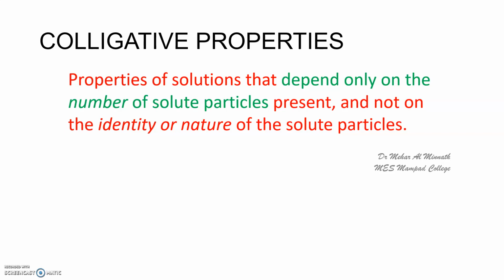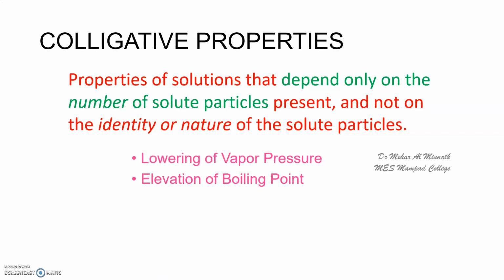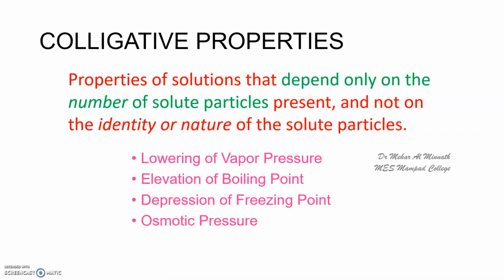Now there are basically four types of colligative properties: lowering of vapor pressure, elevation of boiling point, depression of freezing point, and osmotic pressure. These four properties depend upon the number of solute particles or the concentration of the solution, and not on the type of solute or the nature of the solute particle. Now in this video I shall be discussing with you the first colligative property, that is lowering of vapor pressure.